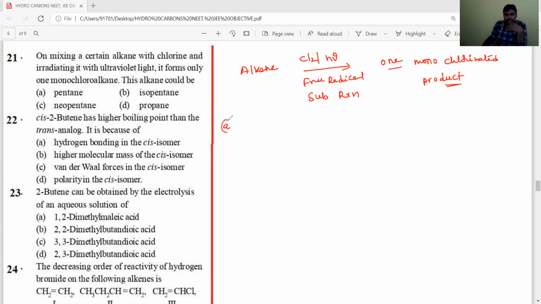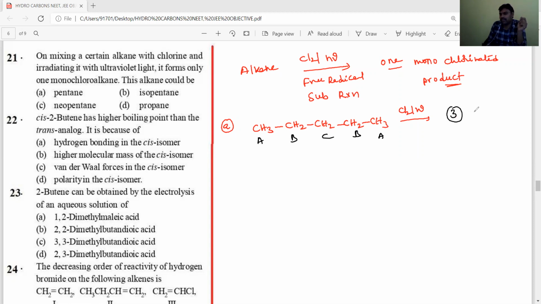First option, n-pentane. On monochlorination in the presence of sunlight, if you observe, the end CH3 and CH3 are the same type of carbons and those hydrogens are the same. If those hydrogen atoms are replaced by chlorine, we will get one kind of product. And this is B and this is C. It means 3 products will form.